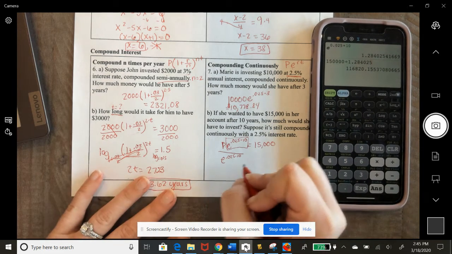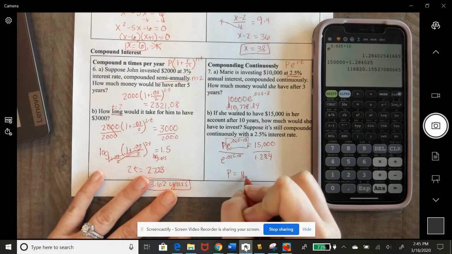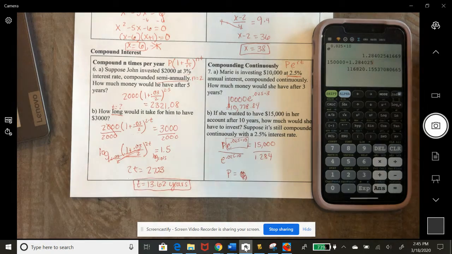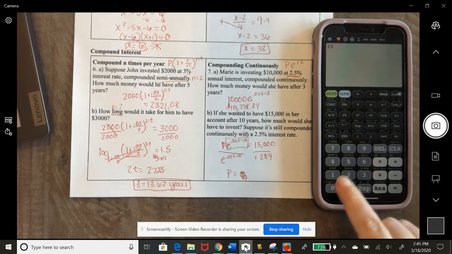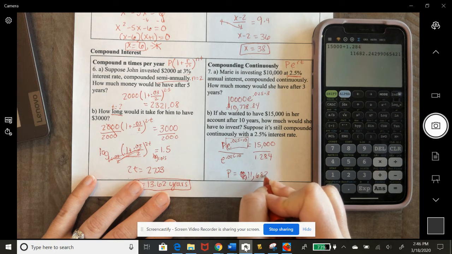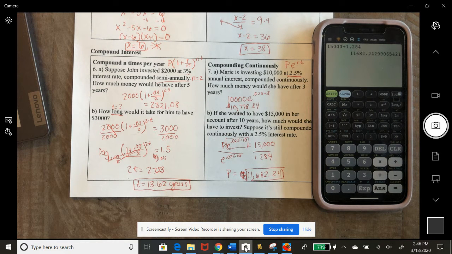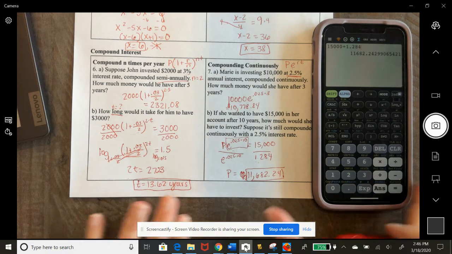So that gives me our P value, which was 11,000. Ooh, I did something wrong here. Oh, I did 150,000. 15,000 divided by 1.284 is 11,682.24. Okay, and that will solve for your initial. So if you need your initial, figure out what the other value is, and then you're dividing by that, either exactly how it is or go ahead and put it as a decimal and divide there. Just try to keep some decimal places so you're as accurate as you can be.